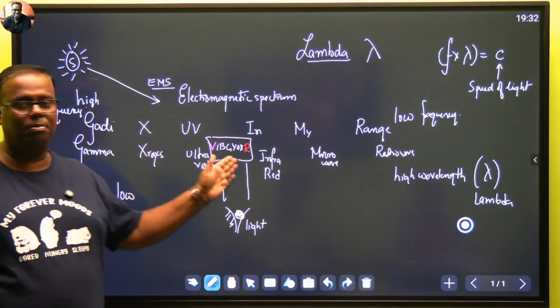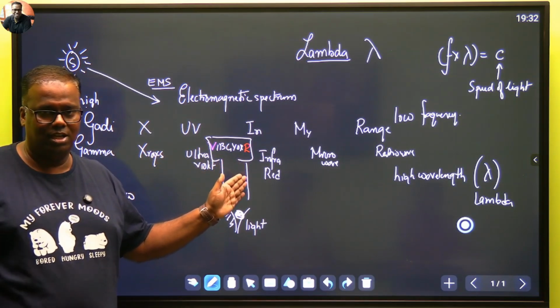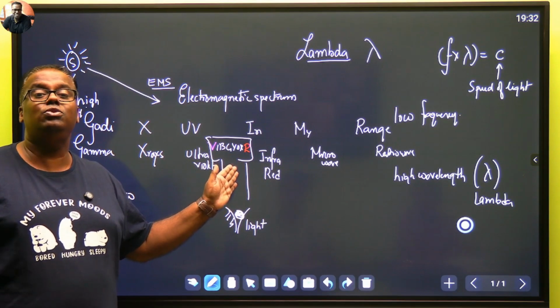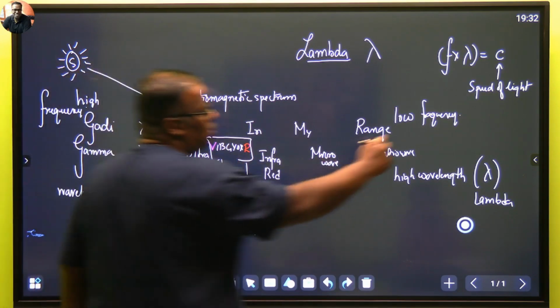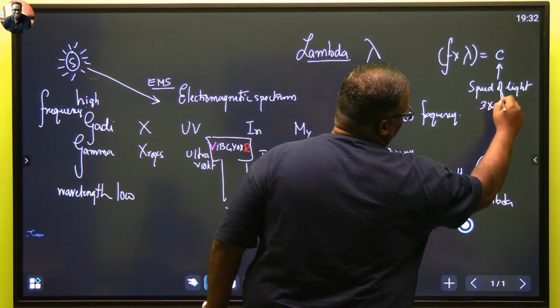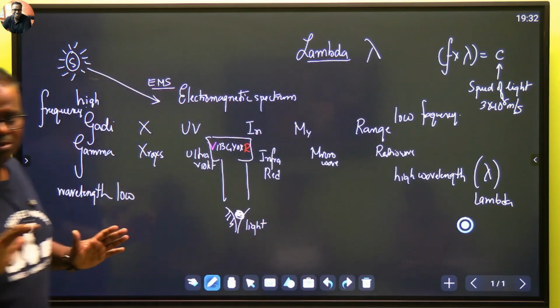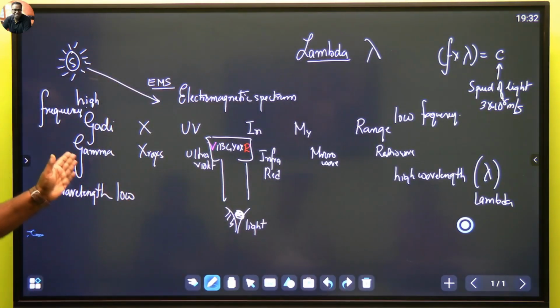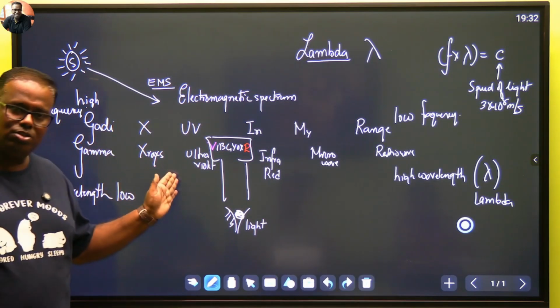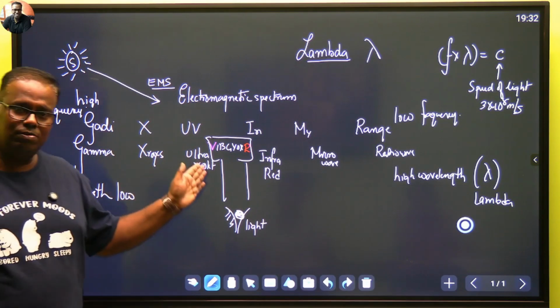After that comes light, which you are able to see with your eyes. And what is the speed of light? 3 into 10 to the power 8 meters per second. The speed of light is 3 into 10 to the power 8 meters per second. See children, the interesting thing is the speed of gamma rays is also 3 into 10 to the power 8. X-rays also travel at 3 into 10 to the power 8. Ultraviolet, 3 into 10 to the power 8.